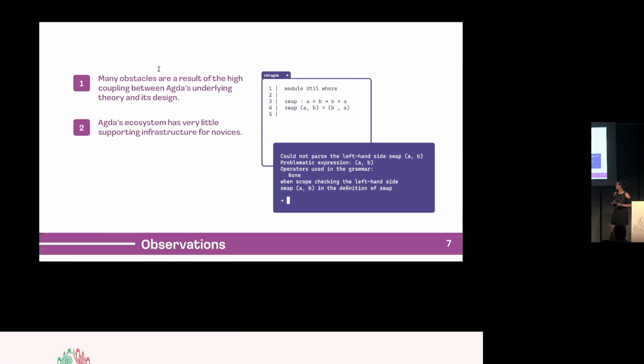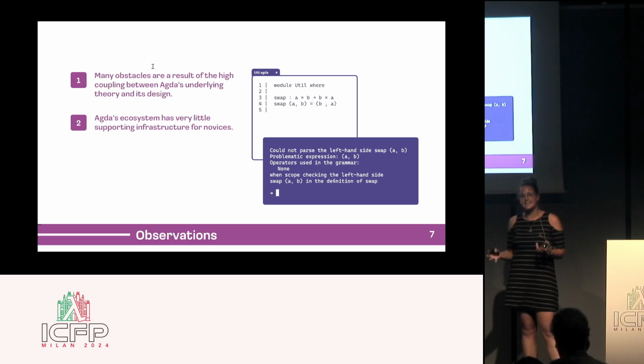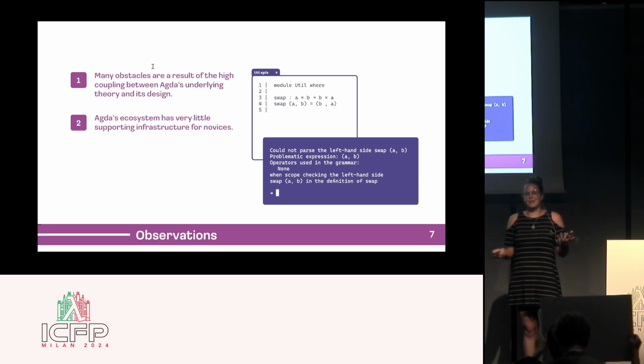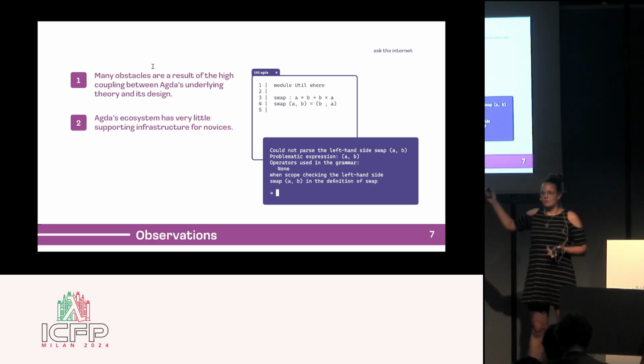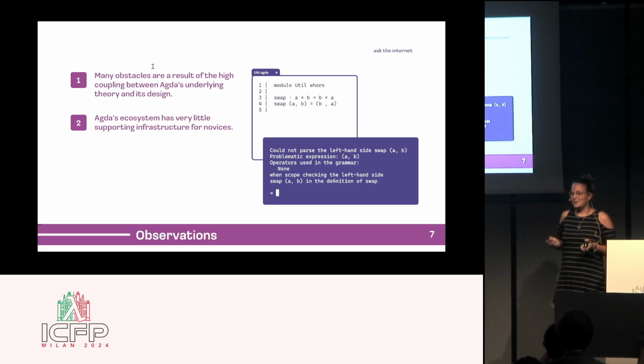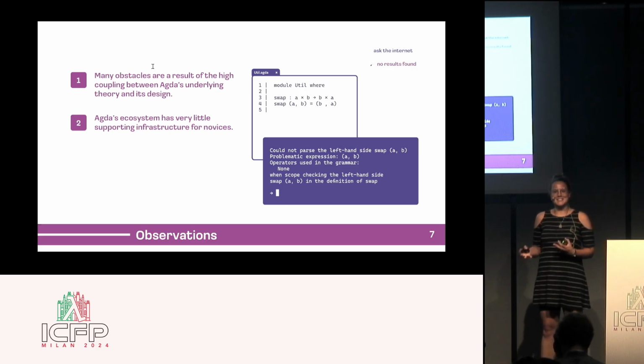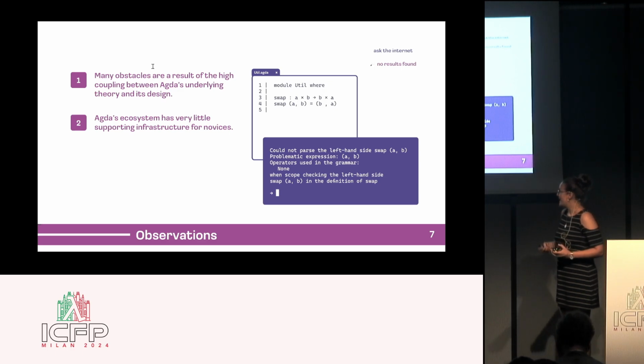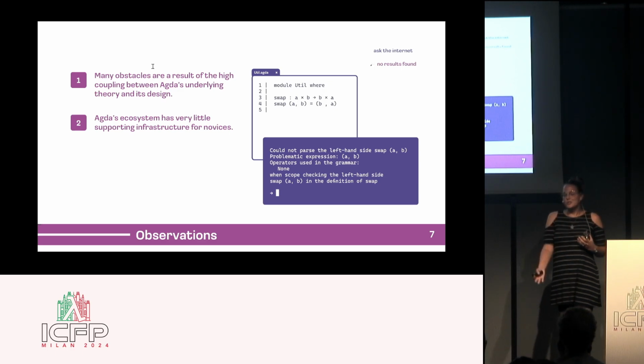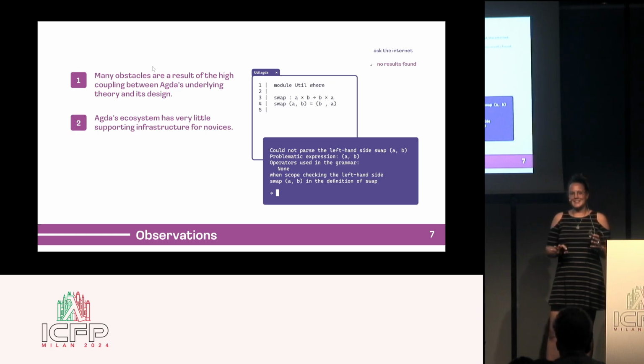The second point is that Agda's ecosystem has very little supporting infrastructure for novices. So in this example, after we fail to understand the message, we ask the internet. Unfortunately, it yields no useful results if you copy-paste this error message into your browser. And you can also see that whenever you Google something about Agda, you get very complicated examples, which a novice will have a lot of trouble trying to decompose into what they actually need.